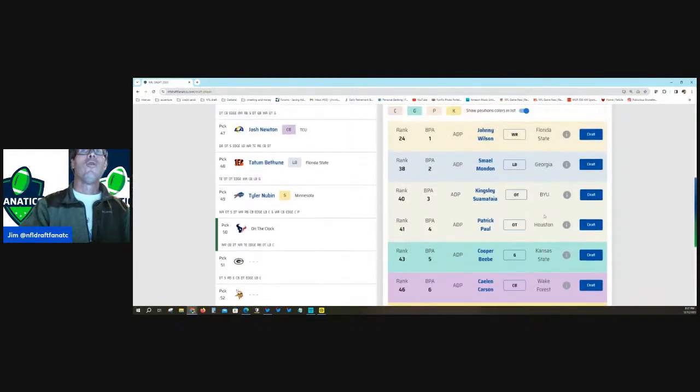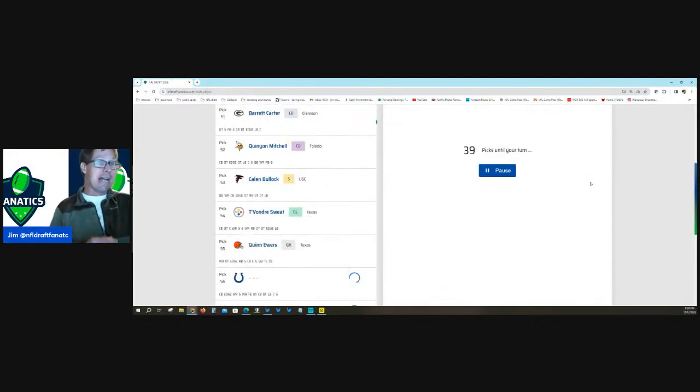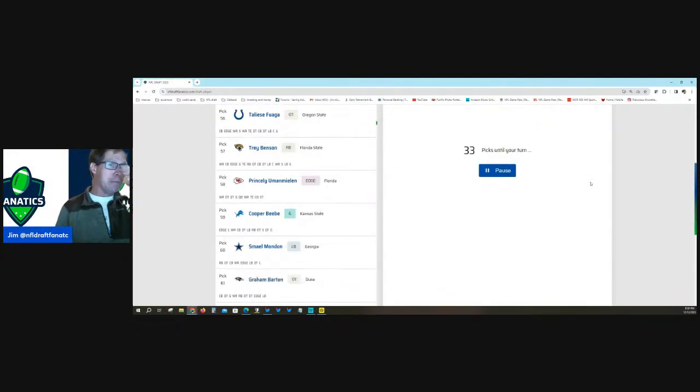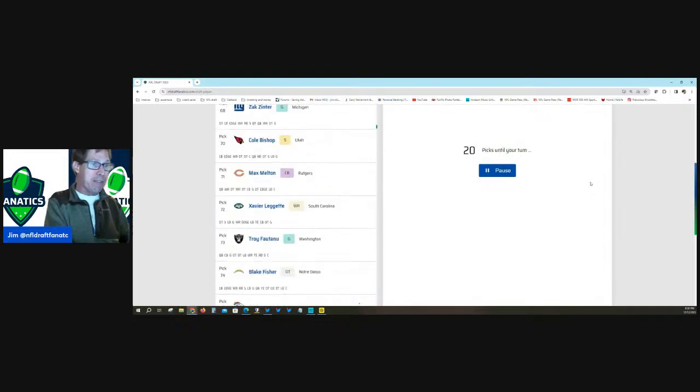Okay. So Wilson is sitting there in round 2. Is that a good pick for the Texans? I would argue yes. So he's sitting at the top of the card. That's the player I would want to take. That's a draft card that has been set up effectively.